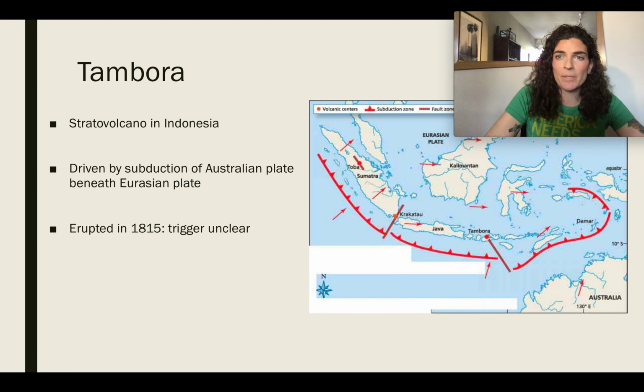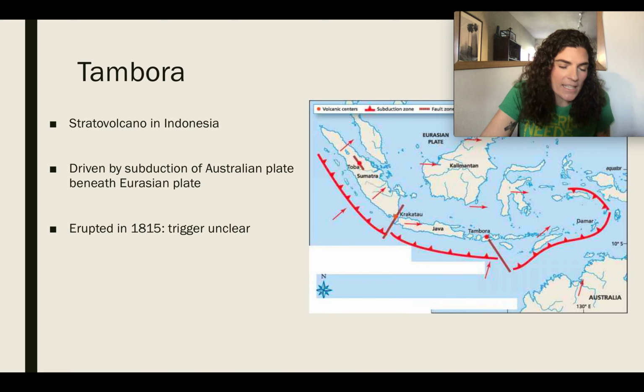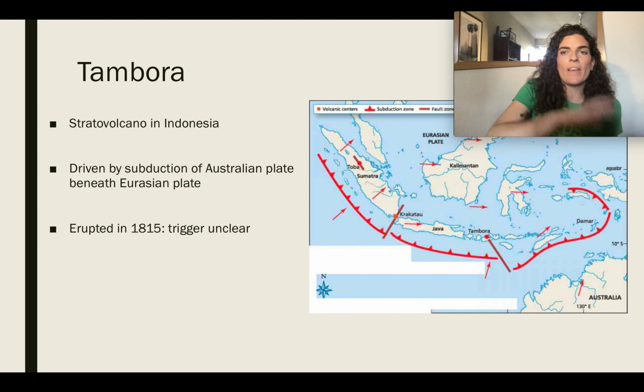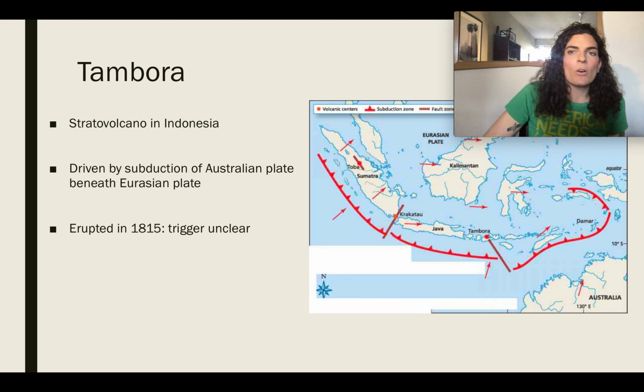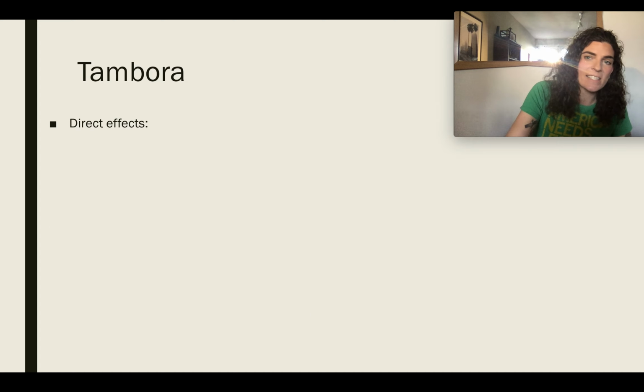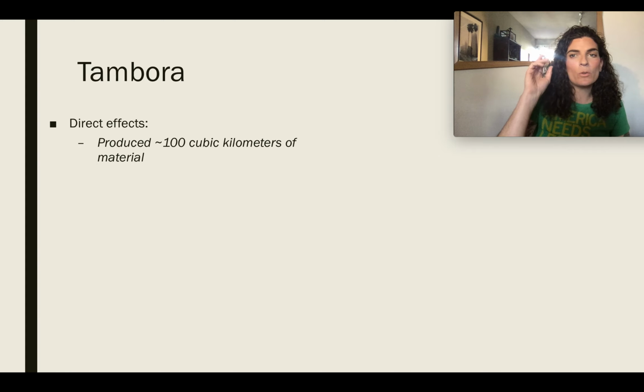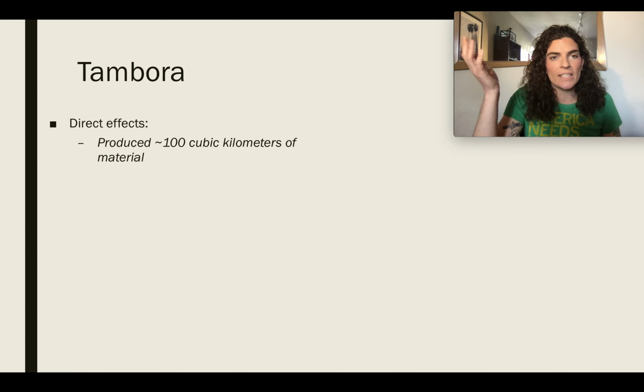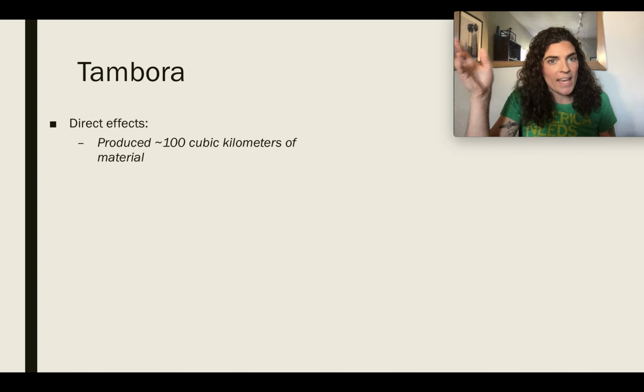These volcanoes tend to be really violent. They erupt pyroclastically. They emit a lot of ash and other material all at once, like in a big explosion. So the eruption of Mount Tambora in 1815, the trigger for which geologists have been unable to identify, was a massive, massive eruption, which had a few direct effects, not really climate-related per se.